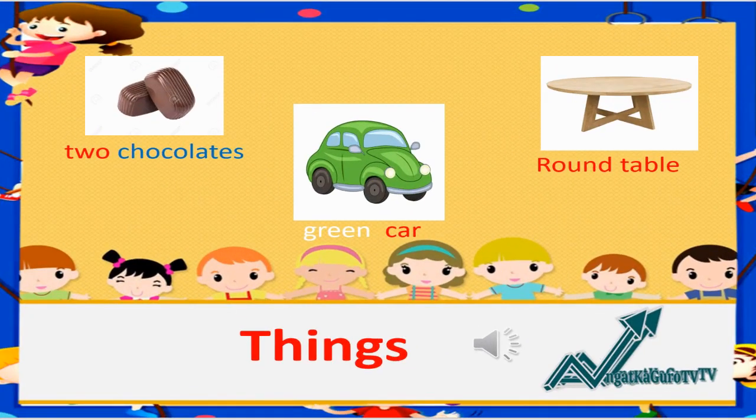Okay, another example of adjectives: two chocolates, round table, and green car. Two describes the number of chocolates, while round describes the shape of the table, while green describes the color of the car.